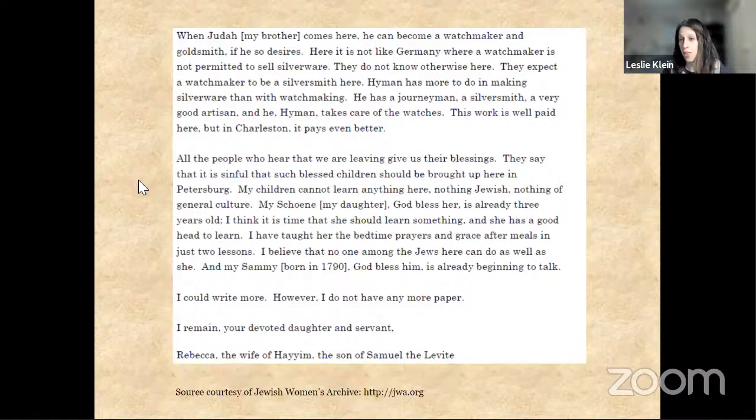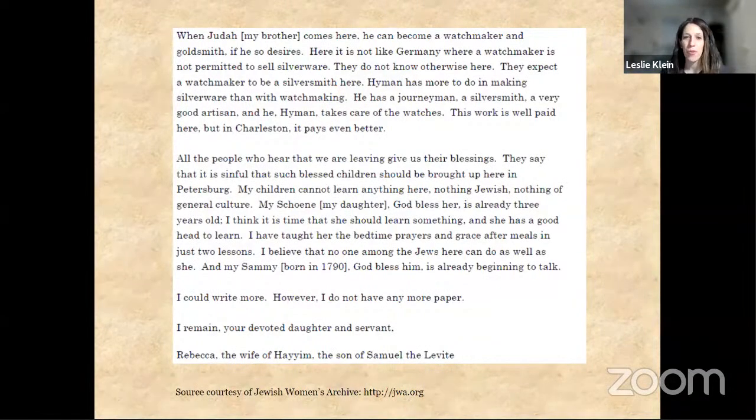When Judah, her brother, that's who's hopefully coming, he can be a watchmaker and a goldsmith if he so desires. Here it is not like Germany, where a watchmaker is not permitted to sell silverware. They don't know otherwise here. They expect a watchmaker to be a silversmith here. So the work is well paid.